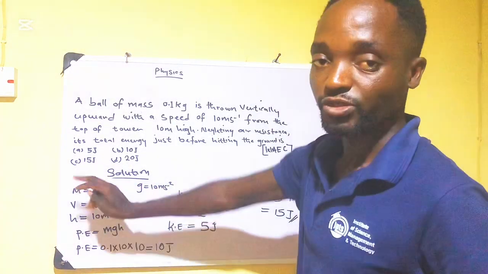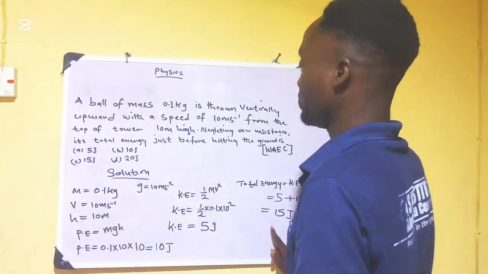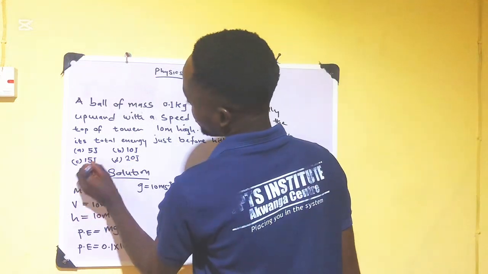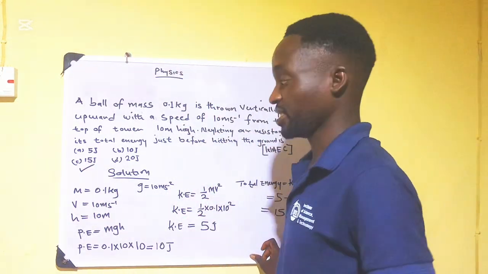So from my options, which one do you think is the answer? 15, and that is option C. So option C is the correct answer. Alright?